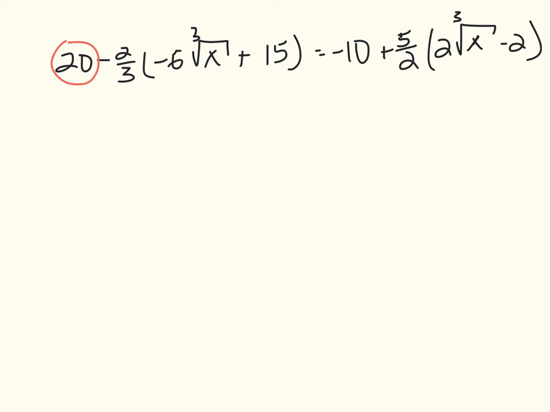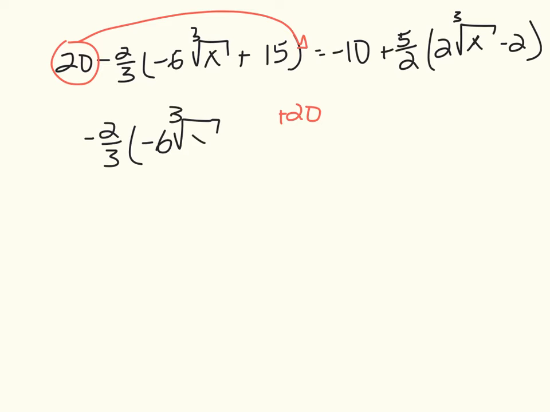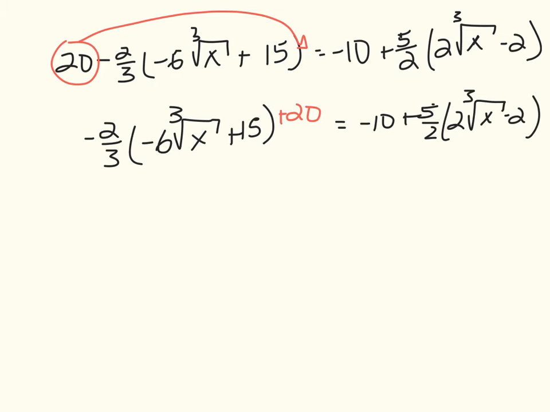First thing I'm going to do there is rewrite to standard form. That 20 needs to go to the very back. That's a positive 20. Remember, the sign is written in front of the number, not behind. So that's a positive 20, leaving a negative 2/3 times the group, negative 6 third roots of x, plus 15 equals negative 10 plus 5 halves times the group, 2 third roots of x minus 2.